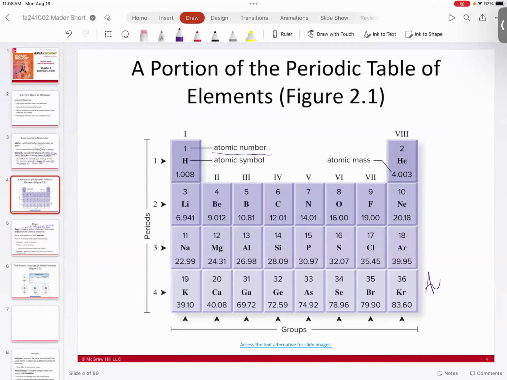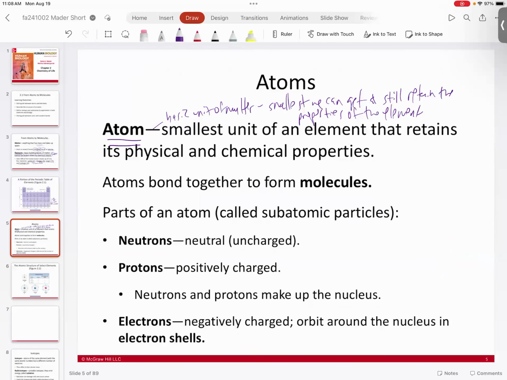And so gold has a lot of different properties, right? It has luster, it has kind of a yellow color, it's soft or malleable, it's conductive. All of these physical attributes are encoded in the atom. And so the smallest that we can get and still be identified as gold itself is going to be at the atomic level.